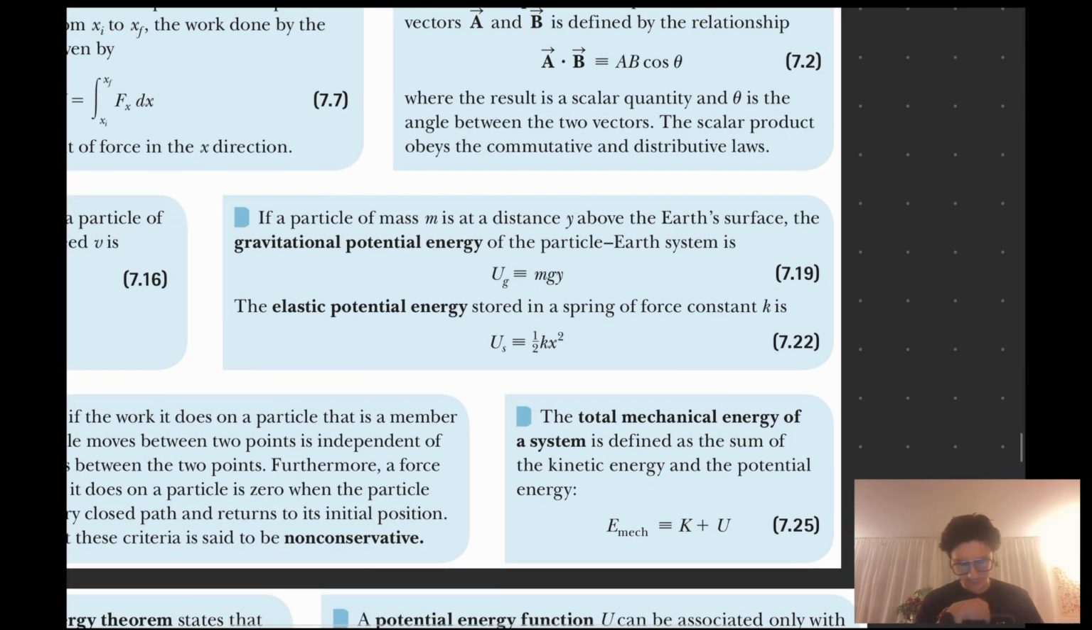If a particle of mass m is at a distance y above the Earth's surface, the gravitational potential energy of the particle-Earth system is U_g = mgy. The elastic potential energy stored in a spring of force constant k is U_s = 1/2 kx squared. Okay, so two new things are introduced to us. This U and some more symbols, but this is gravitational potential energy and elastic potential energy.